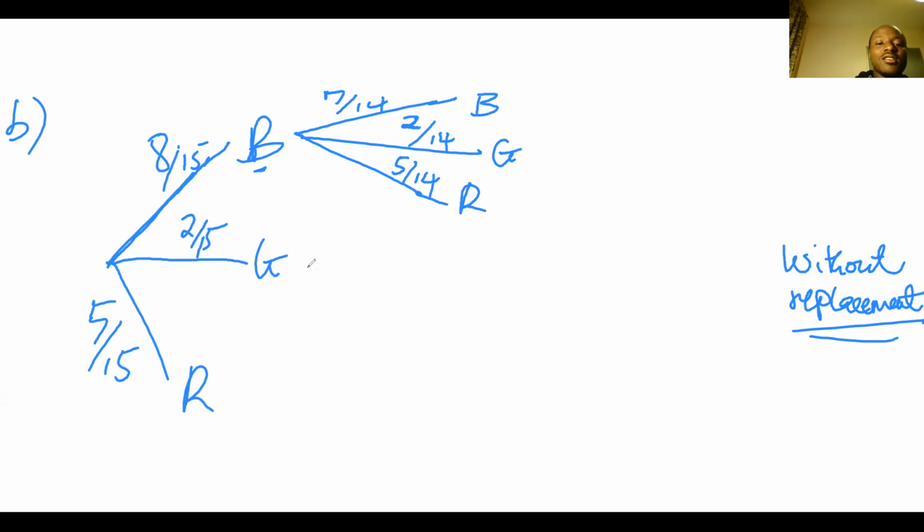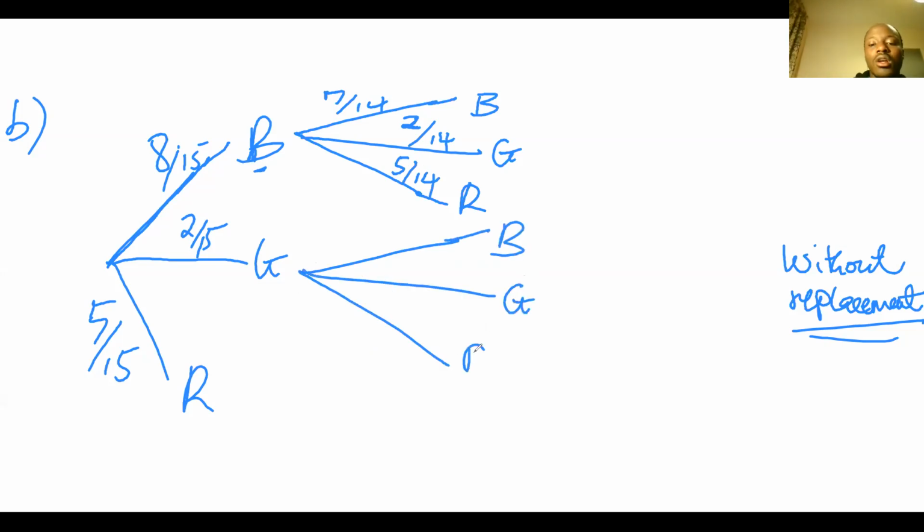The next is if the first ball you picked was green, you go ahead and have red. Squeeze, try to squeeze so that it fits. So blue, green, red. Once you've picked a green ball, you remain with 14 balls, but you've picked a green as your first ball.